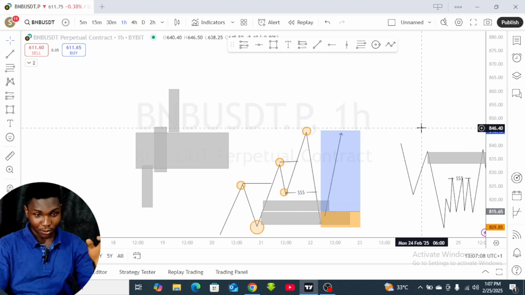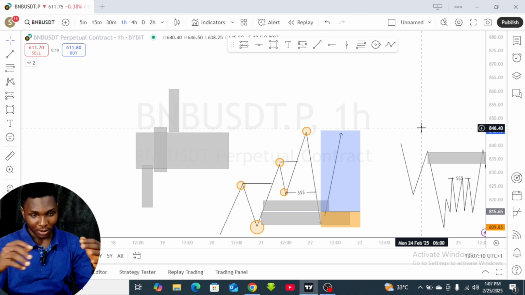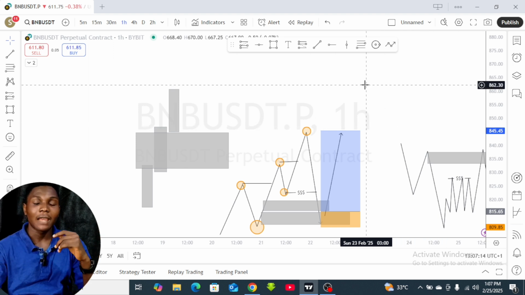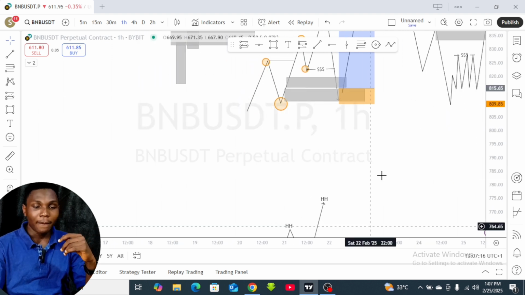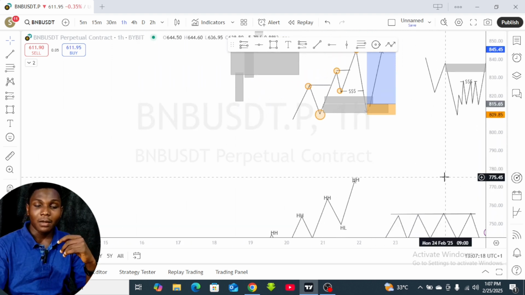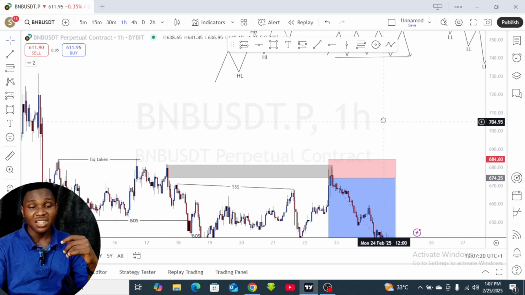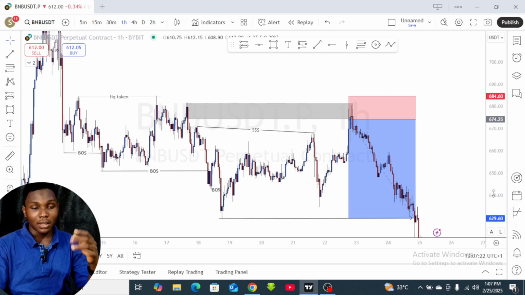So now let's go to a live chart and let me show you every single thing that we have been debunking right here on the live chart. On this live chart, I'm going to be using a live trade that I took, and I also sent this trade out on my Telegram channel.